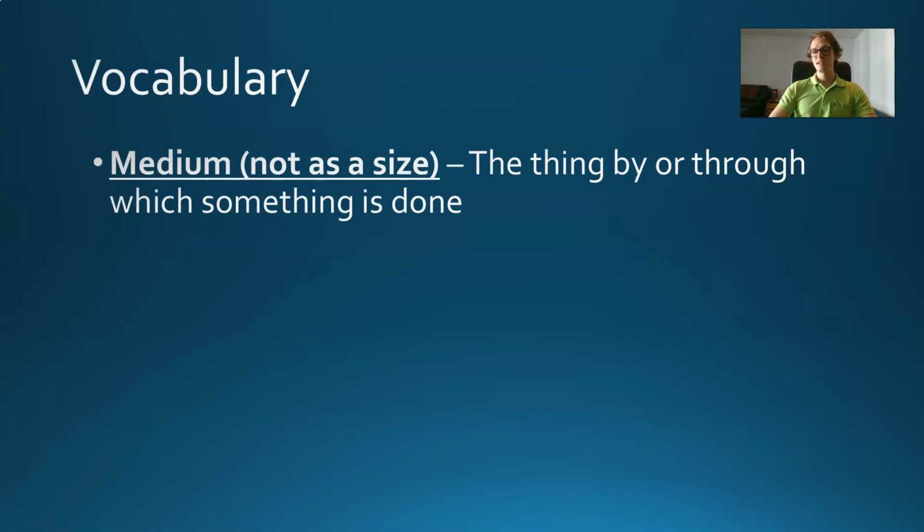So today we're going to be talking about money, and we can say that money is the medium of exchange or the medium of trade. That means that money is the thing through which trade is done, right? So there's an example of medium. You could also say the medium of YouTube is video, okay? So that's how we use medium, not as a size.